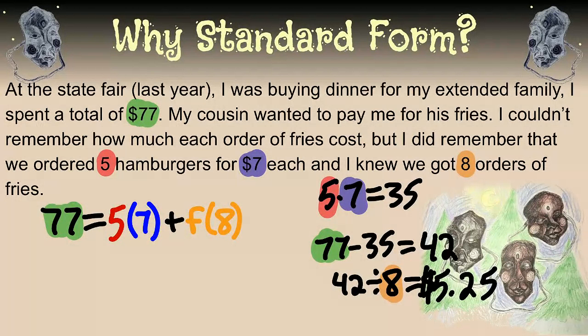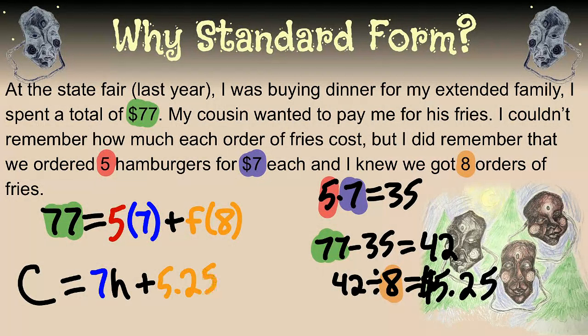So another way we can think of this is, listen, let's just say the cost for any order will be $7 times however many hamburgers we buy plus $5.25 times however many fries we buy. So, how's that work for folks? Does that work well? Any questions there?